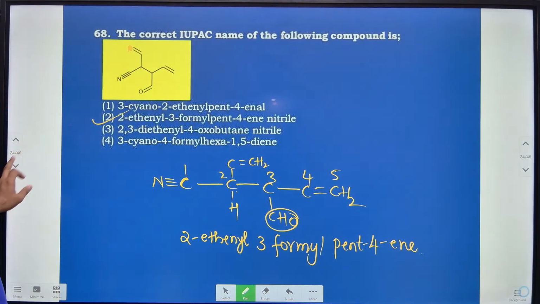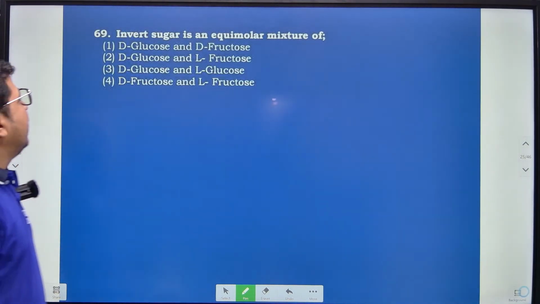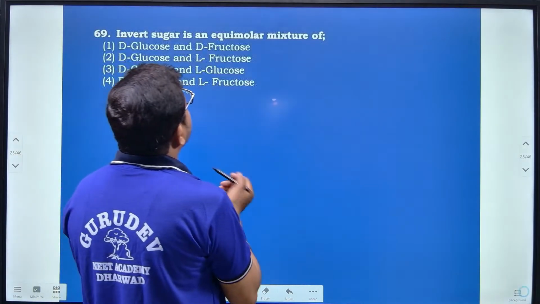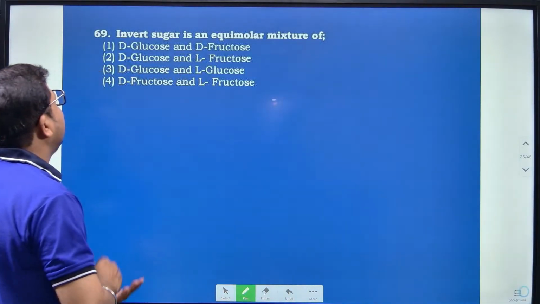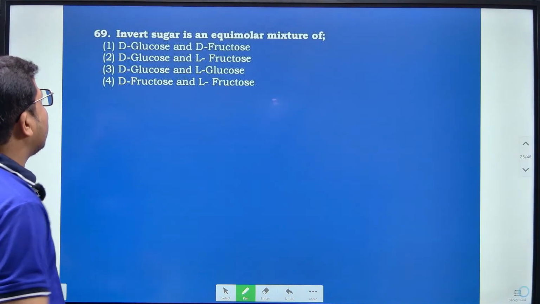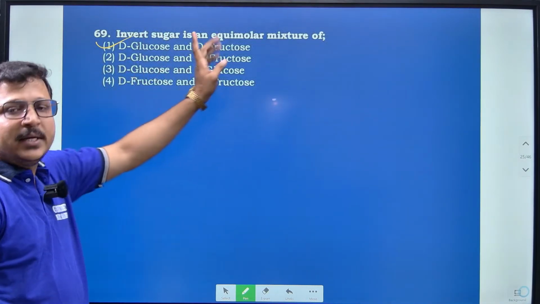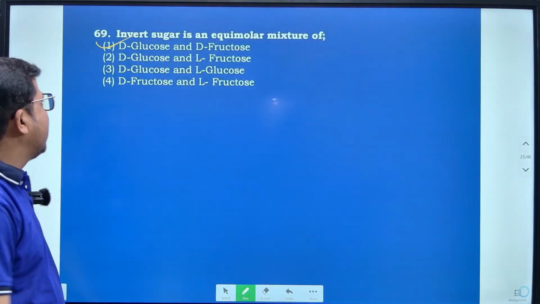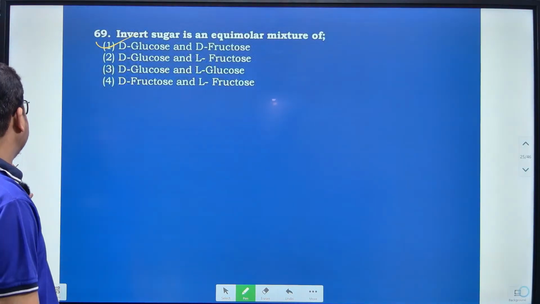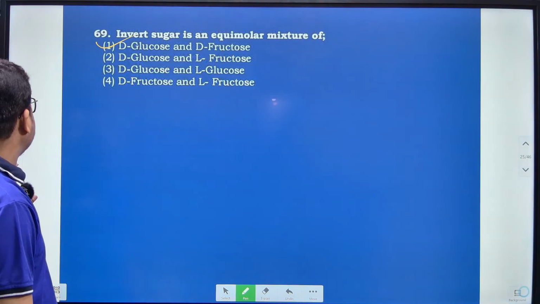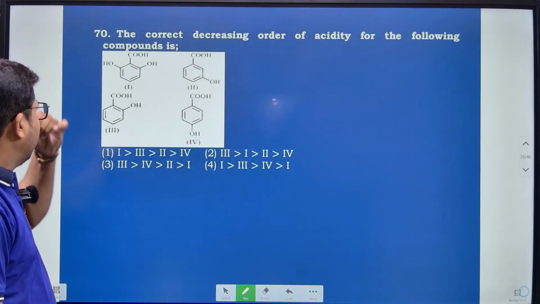Let's move to question number 69. The invert sugar is an equimolar mixture of D-glucose and D-fructose. These are the answers. Therefore, the right option is option number 1.